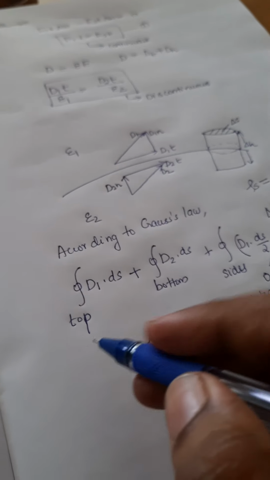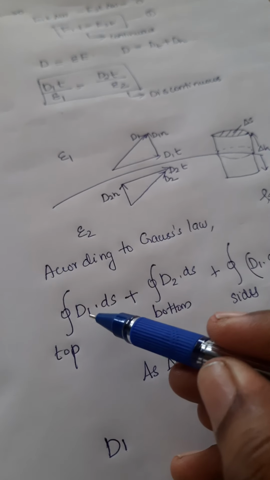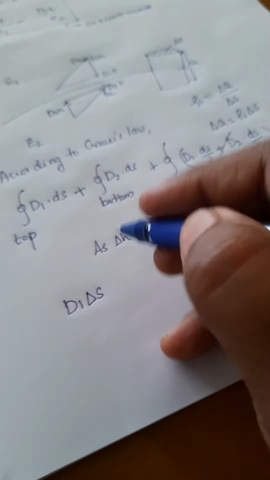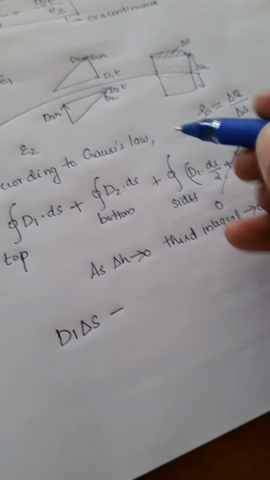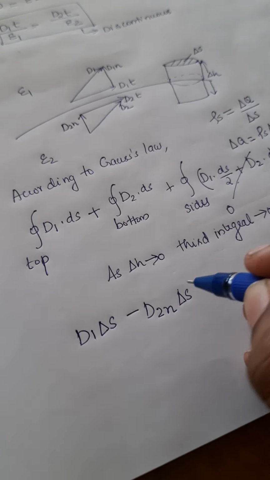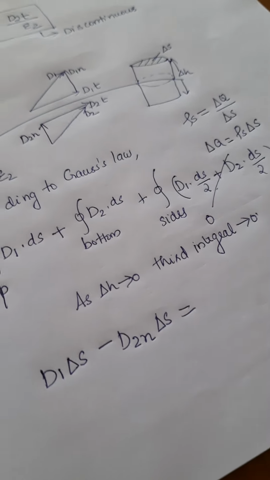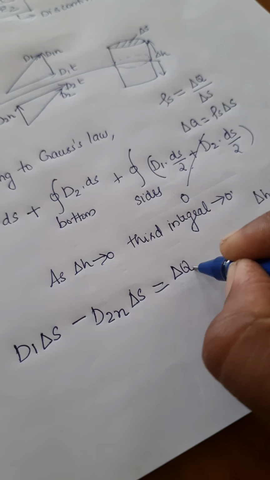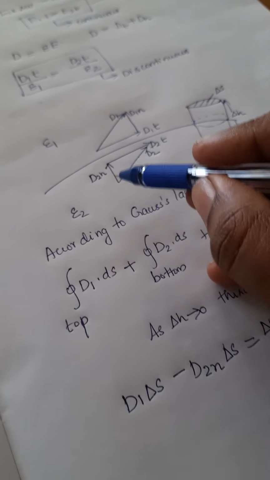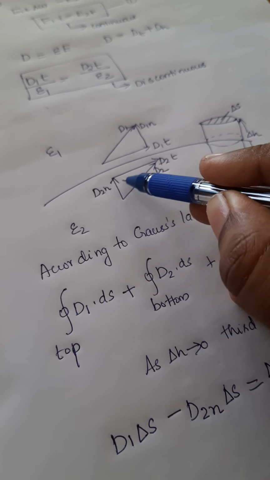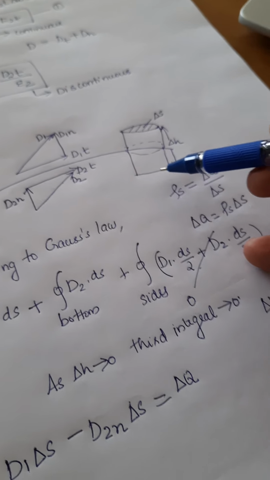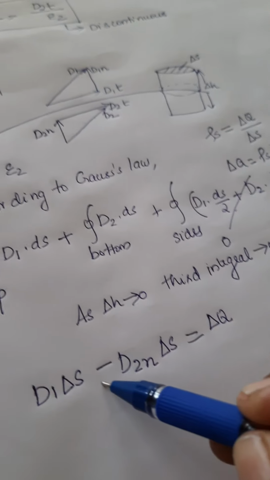So the remaining is D1n into the closed integral dS, that is delta S. Then minus the bottom side, minus D2n into delta S, and that will be equal to the total charge delta Q. Because D2n is taken in the positive upward direction, but at the bottom surface D2n is acting in the downward direction, that's why this negative sign comes.